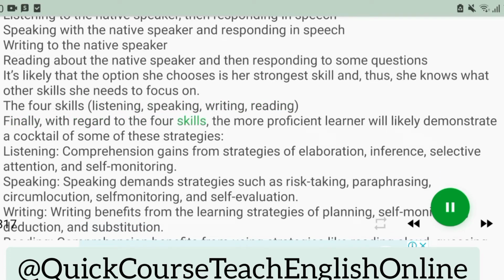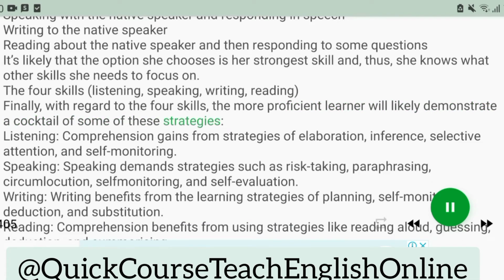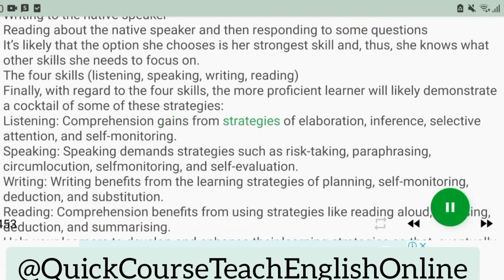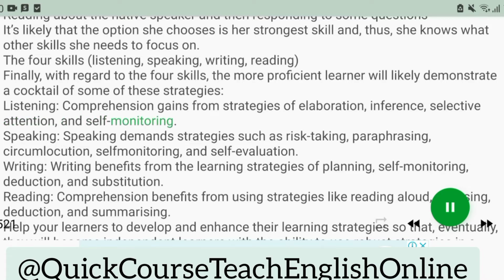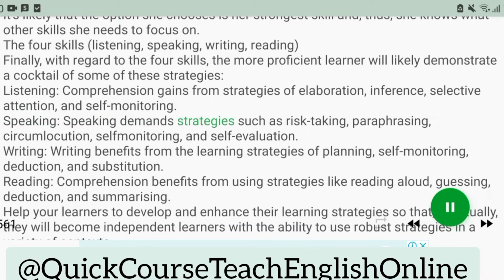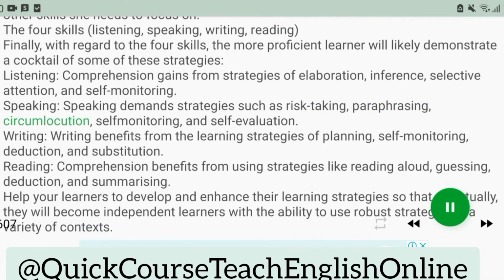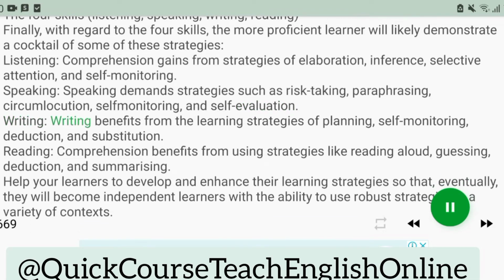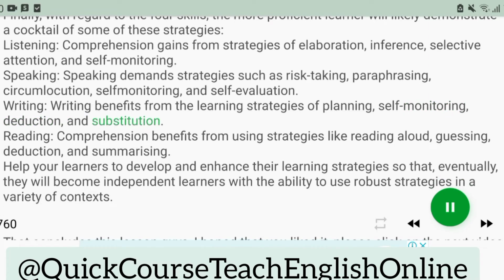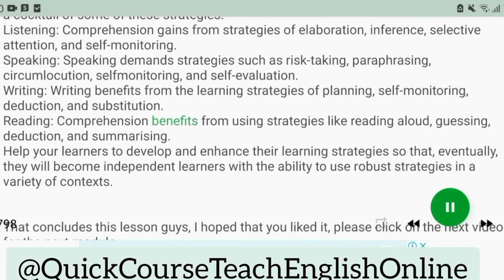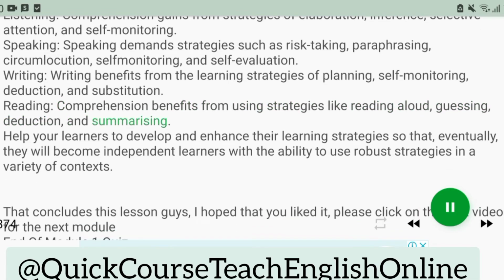Finally, with regard to the 4 skills, the more proficient learner will likely demonstrate a cocktail of some of these strategies. Listening. Comprehension gains from strategies of elaboration, inference, selective attention, and self-monitoring. Speaking. Speaking demands strategies such as risk-taking, paraphrasing, circumlocution, self-monitoring, and self-evaluation. Writing. Writing benefits from the learning strategies of planning, self-monitoring, deduction, and substitution. Reading. Comprehension benefits from using strategies like reading aloud, guessing, deduction, and summarizing.